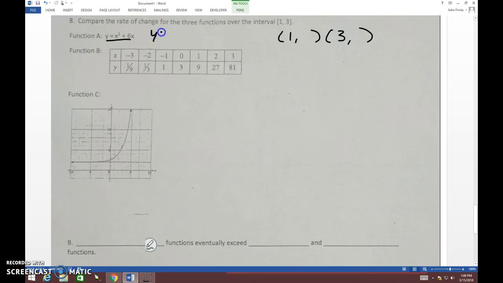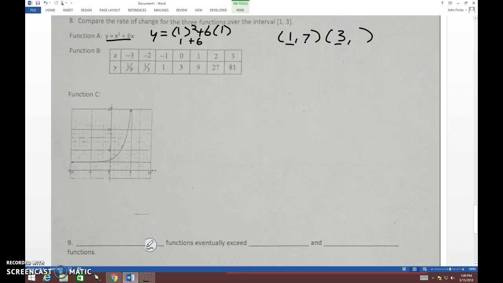So I've got y equals x squared plus 6x. And then for those numbers, I'm going to substitute in what my x values are. So let's start with 1. So we've got 1 squared and then 6 times 1. So 1 squared we know is 1, and 6 times 1 is going to be 6. So 1 plus 6 will give us our y value, which is 7.